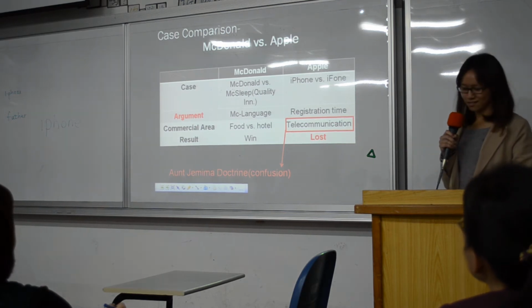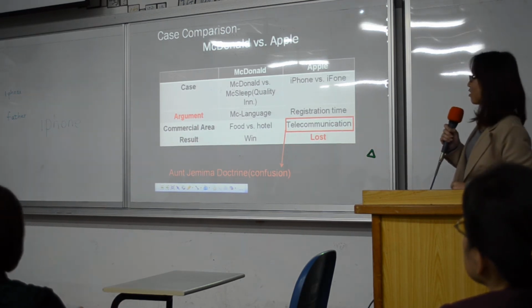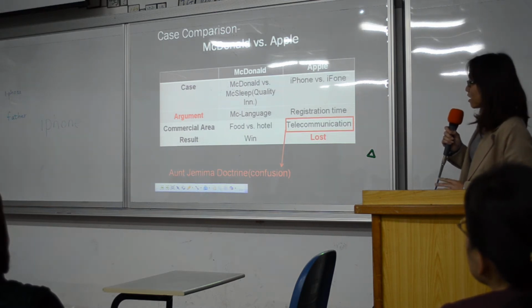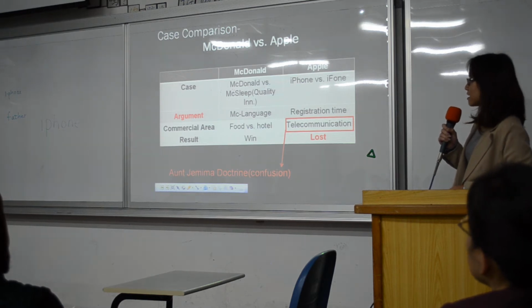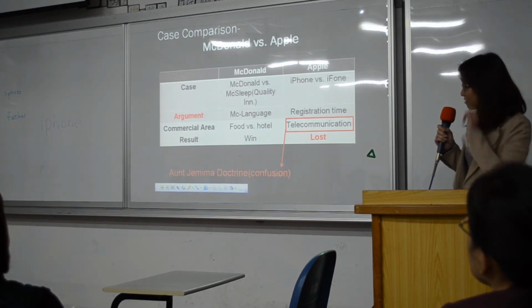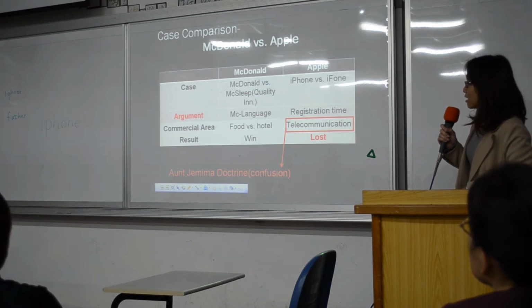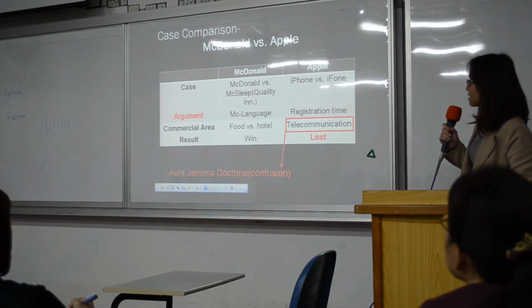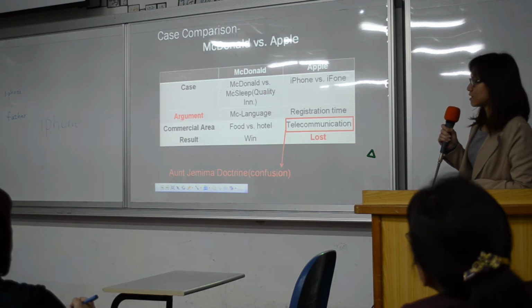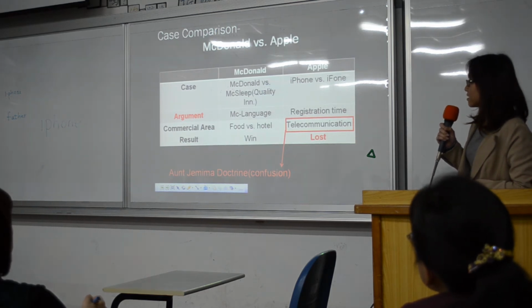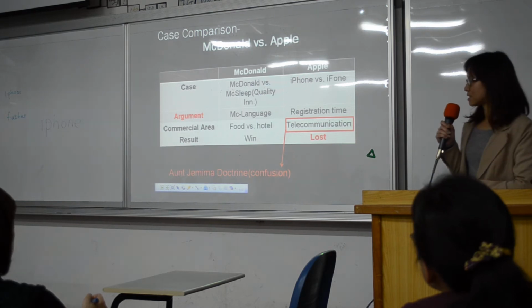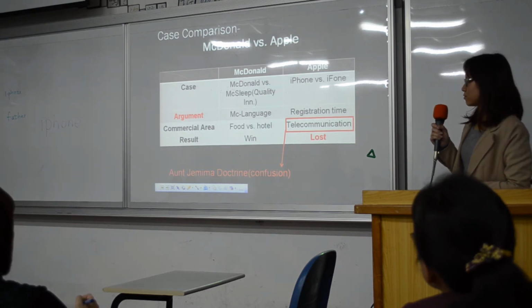We've just mentioned McDonald's, so I'm going to compare the case of McDonald's and Apple. In McDonald's case, the opponents are McDonald's versus McSleep, the quality inn, and the main argument is the Mac language, and the commercial area is food versus hotel. As for Apple's case, the opponents are iPhone versus iFone. And the main argument is the registration time. In the commercial area, they are both telecommunication, which is against the Aunt Jemima doctrine and causes confusion.